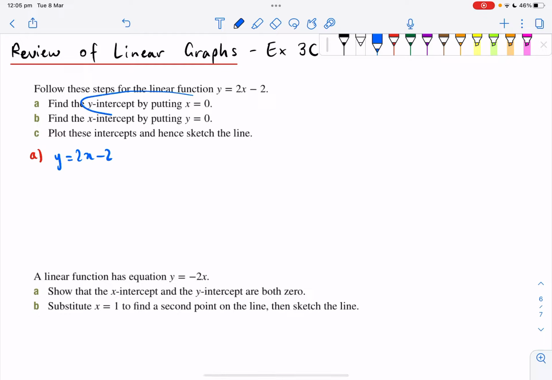First thing we do is we get the y-intercept, and we do that by letting x equal 0. So the y-intercept will become 2 times 0 minus 2, which equals negative 2. So therefore, this is our y-intercept.